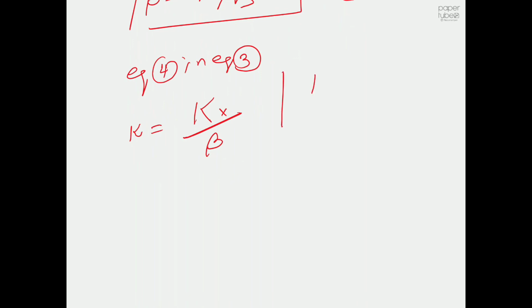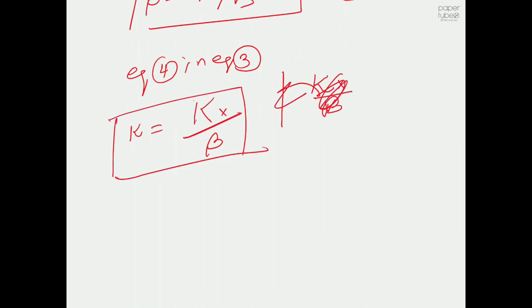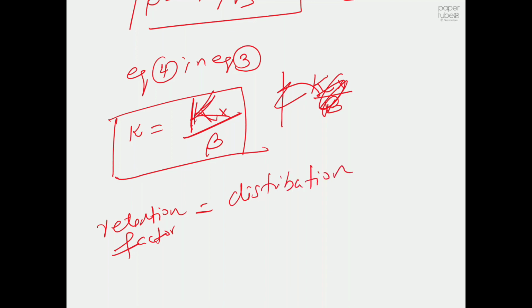So how do you write capital K multiplied by Vs by Vm? Yeah, this is beta, that's correct. So your retention factor will be equal to your distribution constant divided by the beta value.